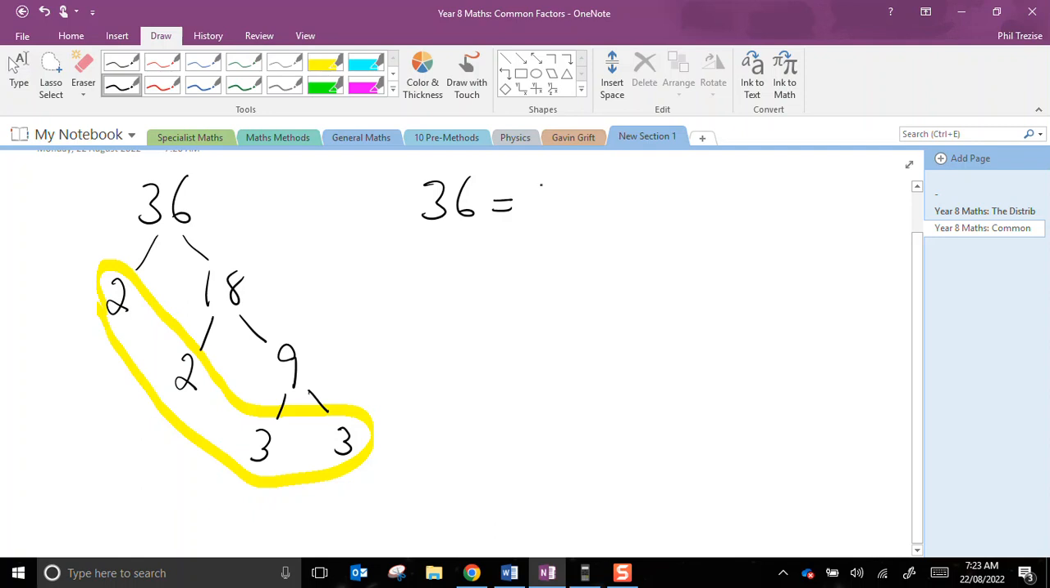36 is the same as 2 by 2 by 3 by 3. We could write that as 2 squared times 3 squared if we wish. Now, all of the other numbers in the list are also factors. 9 is a factor, 18 is a factor, but there's even other ones in there that we haven't found yet.